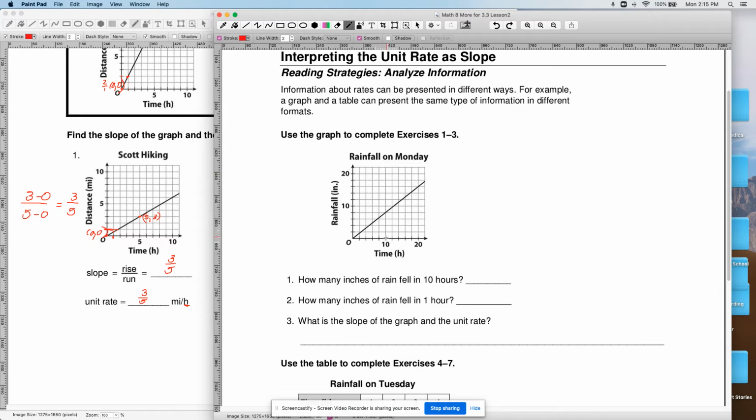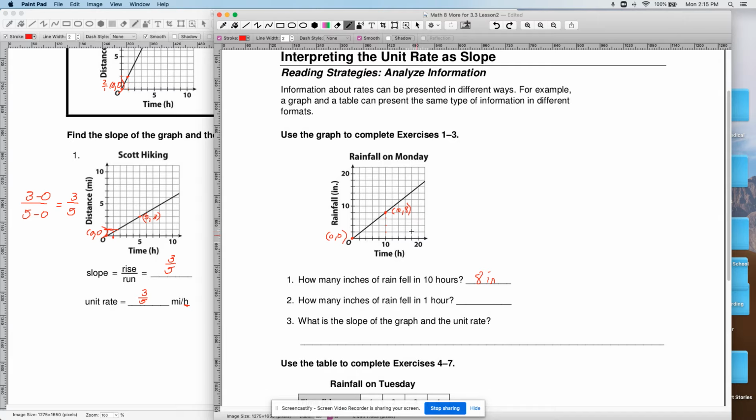So we're going to come across here to 10. We're going to count up, and I believe these are by 2. So 2, 4, 6, 8. So this is point (10, 8). And that's telling us that 8 inches of rain fell in 10 hours. Well, if that's the case, how many inches of rain fell in 1 hour? Well, we can take the difference, and we always know this point (0, 0) is point 1.